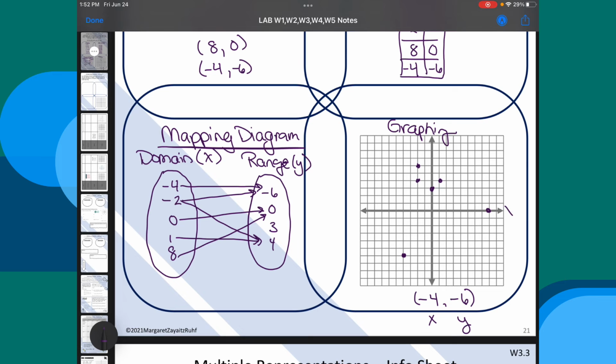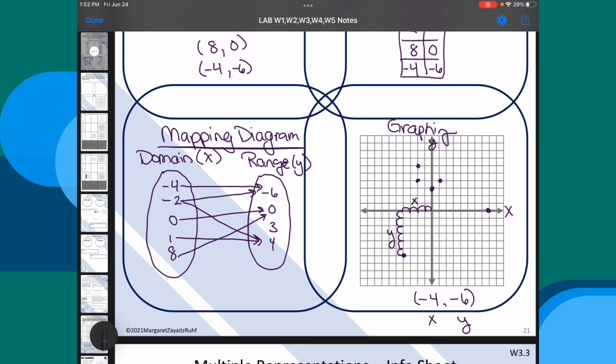A point, like in any of our points, just as a reminder, the x value is first and then the y value. So we move on the x-axis left and right, then we move on the y-axis up and down. So negative 4, then 1, 2, 3, 4, and then down 1, 2, 3, 4, 5, 6 in the y direction. This is the x direction, this is the y direction.